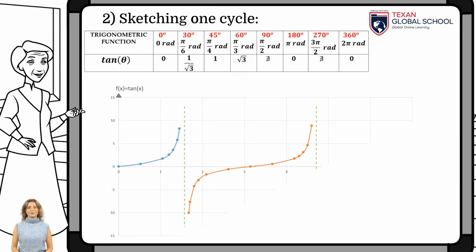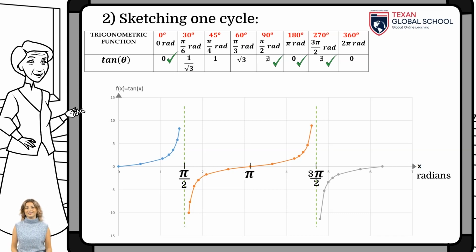If x equals 0, the tangent of 0 is 0. However, the tangent of half pi and 3 halves of pi does not exist. Graphically, they are represented as asymptotes, meaning that the graph presents discontinuities and the values tend towards infinity.